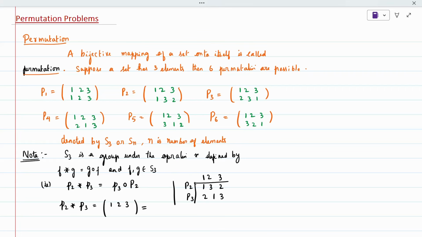We know that S3 is a group under the operation star. So how it is a group, first I will tell. Before going with the group, F star G is nothing but the star operation. When we do a permutation, it is nothing but G composition F. G dot, or dot product, we'll say it's a composition. F and G belong to S3. So first I will prove how it's coming.